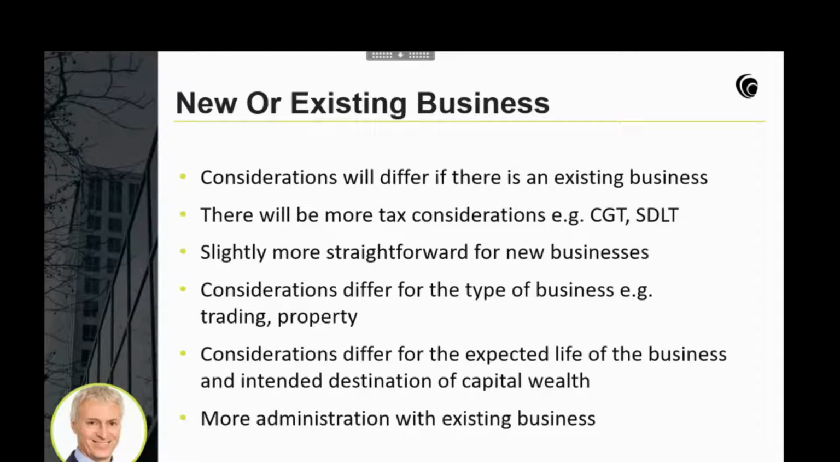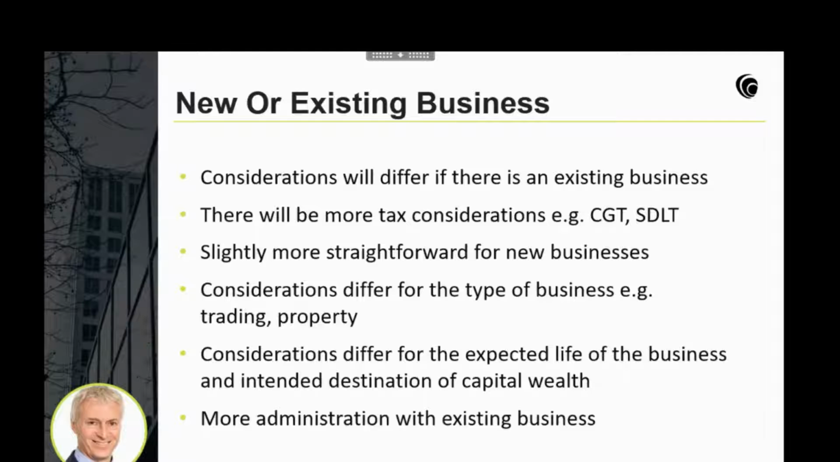I've mentioned CGT, capital gains tax, and stamp duty land tax there, which are considerations if you're incorporating. If you're a new business, then that doesn't really come into it. You can just become a company and start the business up. There's very little to worry about. But when you're incorporating, you do have to think about a number of areas.